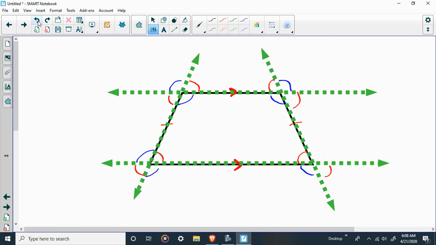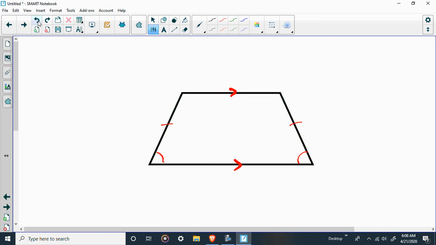The last piece of information they told you, get rid of all this stuff. Let me add that extra piece of information. I'll put a different symbol there just so you guys see. The other thing they told you was that your diagonals are also congruent, so let's talk about why that's true.